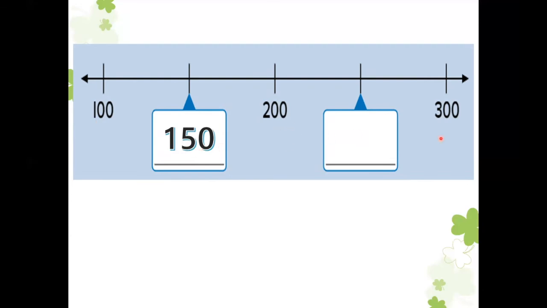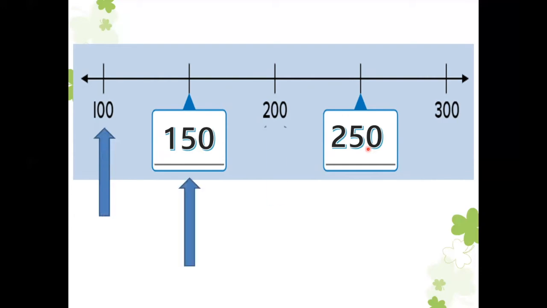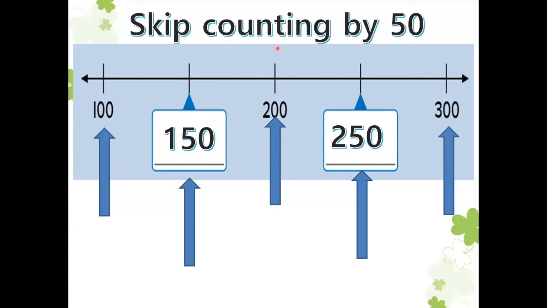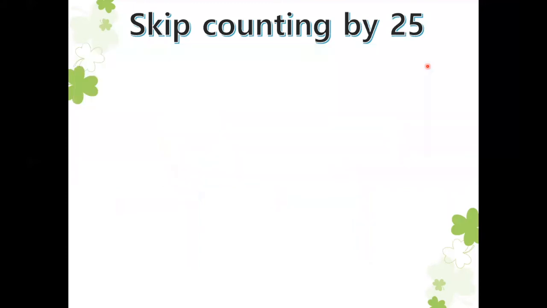How about 200 and 300? It is 250. Now look at this arrow. We have 100, 150, 200, 250, and 300. What do you think is the skip counting we use here? We use skip counting by 50. Okay, good job. How about the next example?